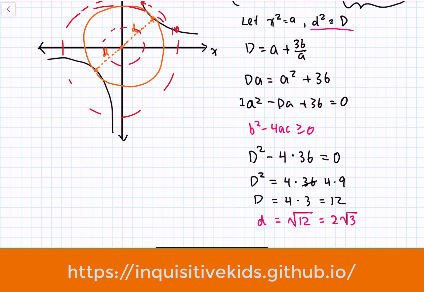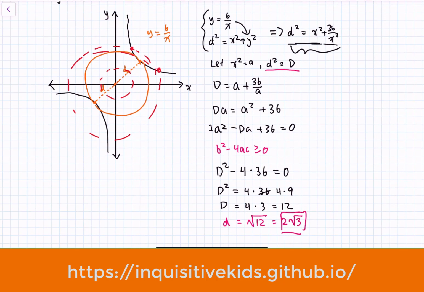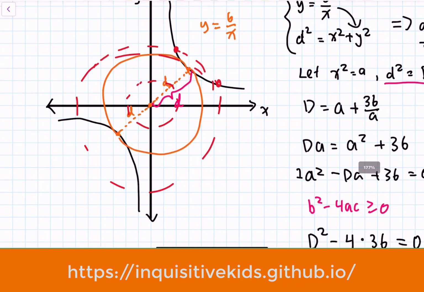And you might be saying, well, shouldn't it be positive and negative? Well, because we're talking about distance here, it has to be positive. So our only answer for d is 2 times the square root of 3. And that can be our distance for d. So that is our answer.